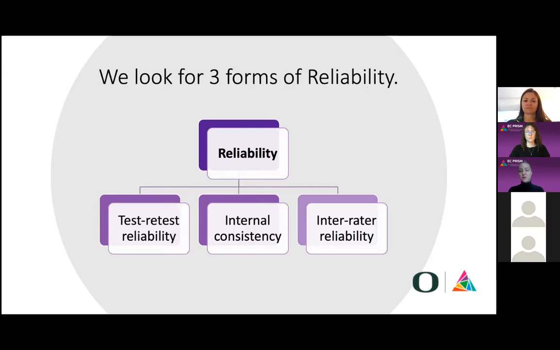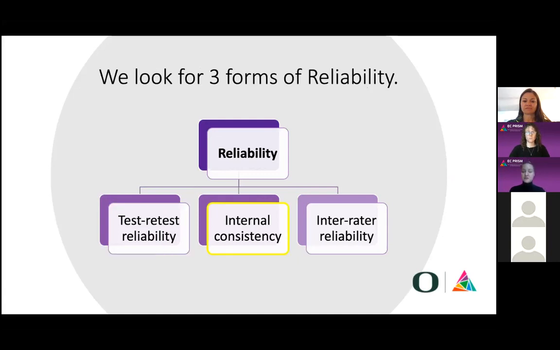We look for three forms of reliability, and I'll give a brief description of what each of these things are. First, test-retest reliability. What we're looking for is consistency of a measurement across time. If a measurement is applied to a participant at time point 1 and time point 2, with all other conditions the same, we expect it to produce the same results. And if it can do that, it will get good test-retest reliability statistics.